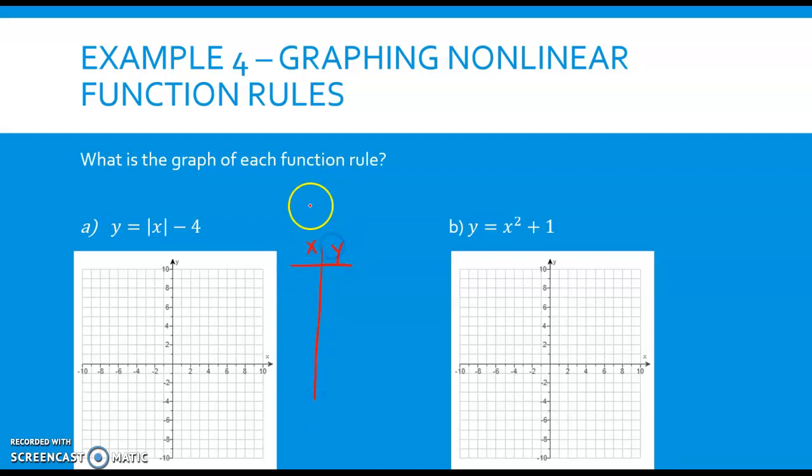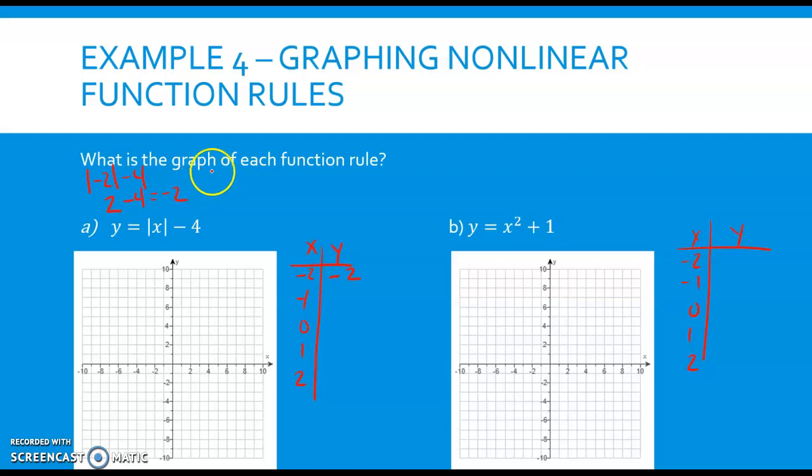So we have x comma y. I'm going to plug this in. I am going to do negative 2, negative 1, 0, 1, and 2. And that's what I'm going to do for both of these. X, y, negative 2, negative 1, 0, 1, and 2. So then I just plug it in. Absolute value of negative 2 minus 4. Absolute value of negative 2 is 2. Minus 4 equals negative 2.